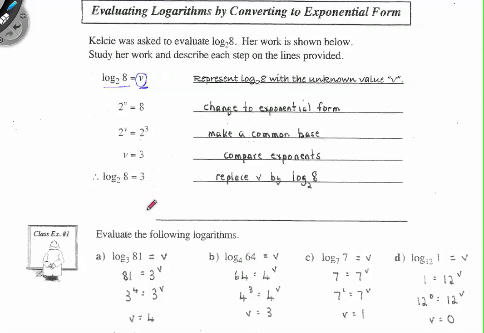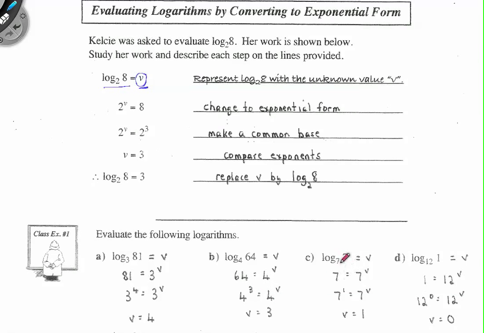Okay, evaluate the following logarithms. Here we can do drop, swing, bump. Log of 81 base 3 has a value, and if we drop the 81 down and swing the 3 over, bumping the v up, we get this equation here. So 81 is 3 to the 4, and that means v has to be 4. Same goes here, drop, swing, bump. 64 goes down, the 4 swings over and bumps the v up. And 64 can be written as 4 to the 3, so v must be 3.